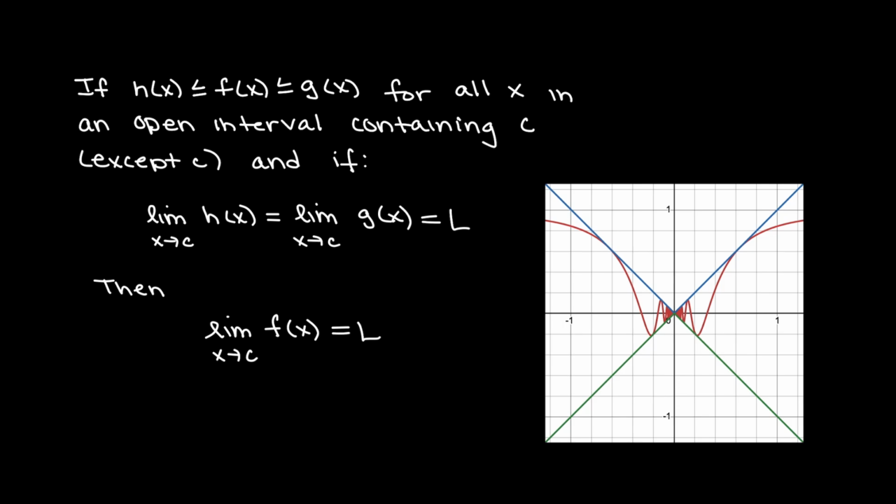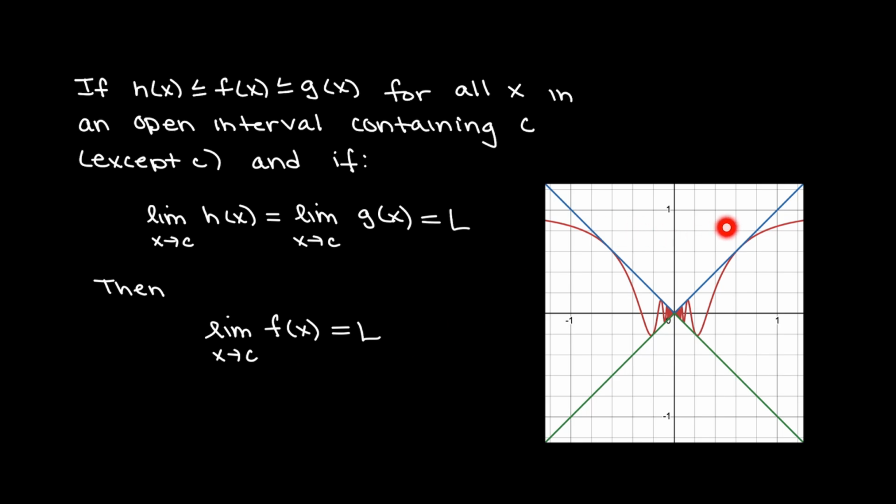It says, if our function f of x is bigger than or equal to h of x and smaller than or equal to g of x, so the function we're working with is always between function h and function g, for all x in an open interval containing c, except possibly c, and if the limit as x goes to c of h of x and the limit as x goes to c of g of x equals L, then we can conclude that the limit as x goes to c of f of x is equal to L.